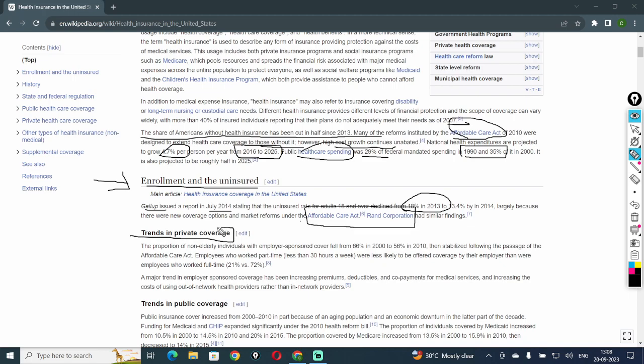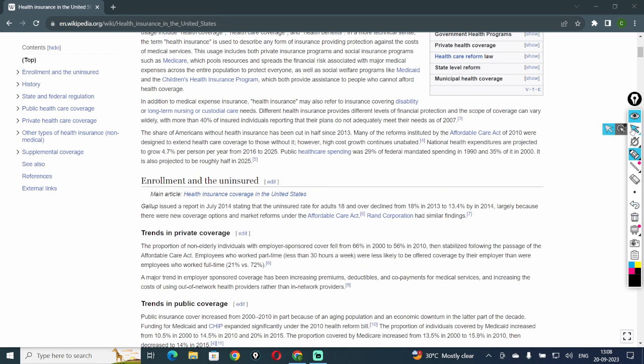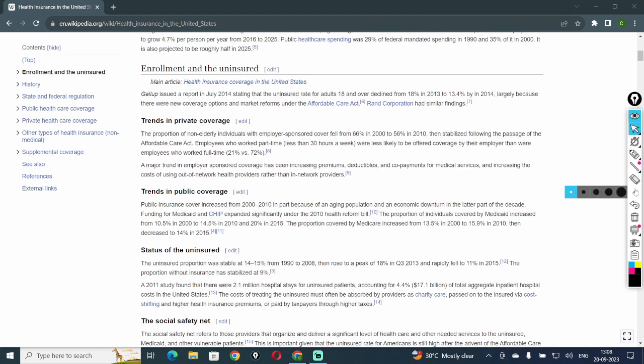Trends in private coverage: the proportion of non-elderly individuals with employer-sponsored coverage fell from 66% in 2000 to 56% in 2010. Now we discuss trends in public coverage. Public insurance coverage increased from 2000 to 2010, in part because of an aging population and an economic downturn in the later part of the decade.